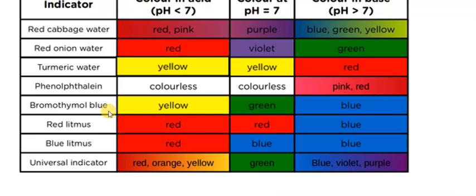And bromothymol blue is yellow at pH less than 7, green at pH 7, and shows the blue color at pH greater than 7, in basic media. Red litmus and blue litmus were used in laboratories, but nowadays they are not commonly used. Okay, I hope you understand all the concepts related to acid-base indicators. Thank you very much.